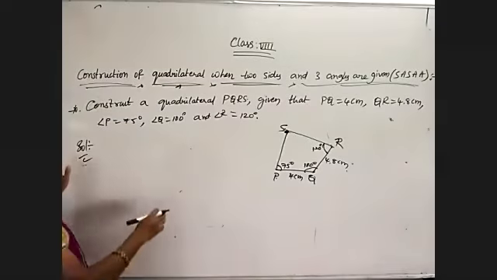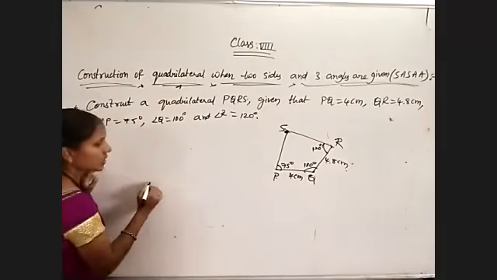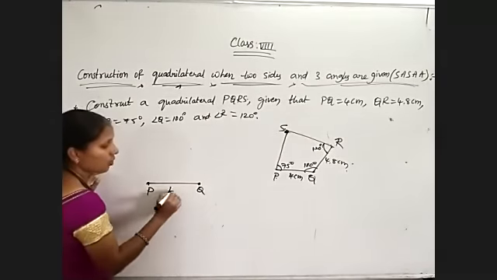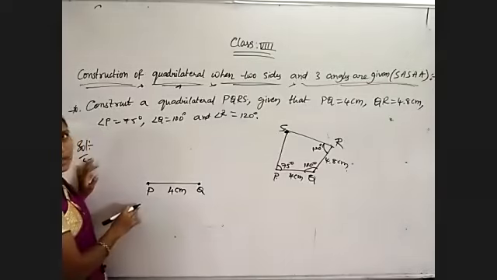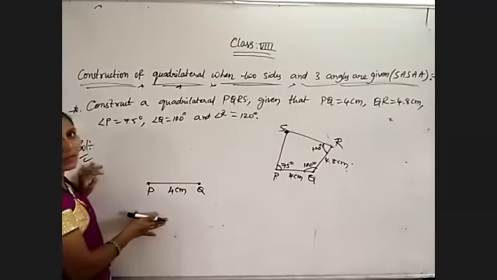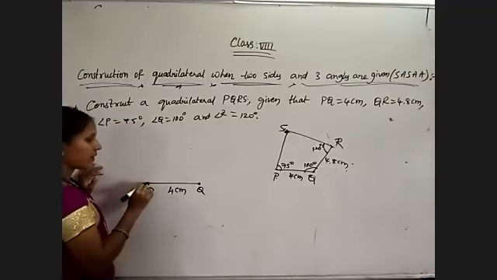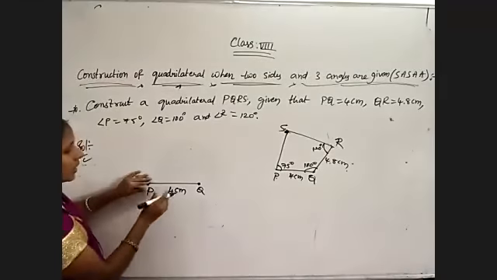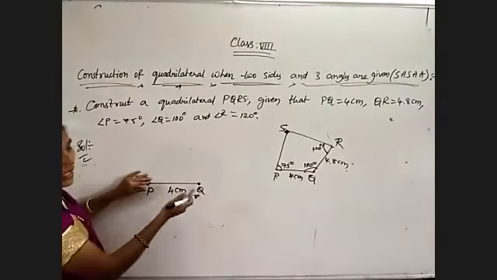Now construct PQ using the scale. Construct PQ of 4 centimeters first. After that, what do we have to construct? 75 degrees and 100 degrees. So place the protractor at P when it is moving to the right side.